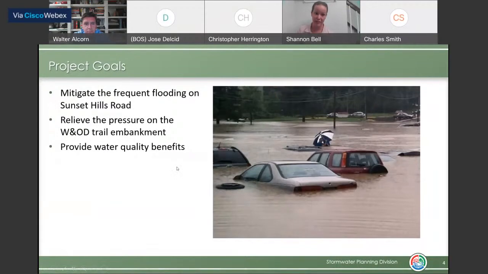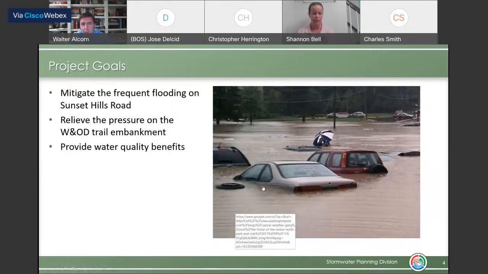So now about the project. This is a picture of the site during the 2011 Tropical Storm Lee. There was a significant flooding event here. So this site was brought to our attention as something that needs to be fixed so this doesn't happen in the future. Our project goals are, we want to mitigate the frequent flooding on the Sunset Hills Road and properties adjacent to Pond 913.